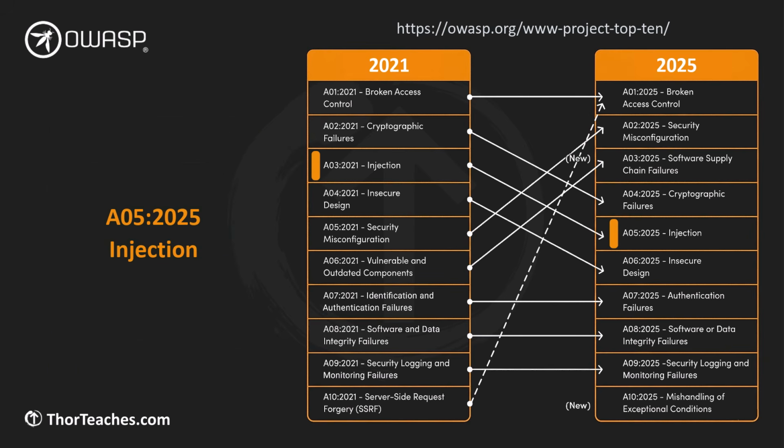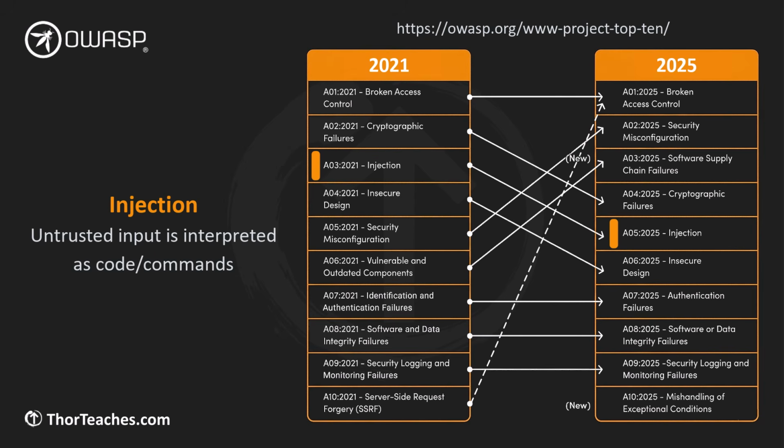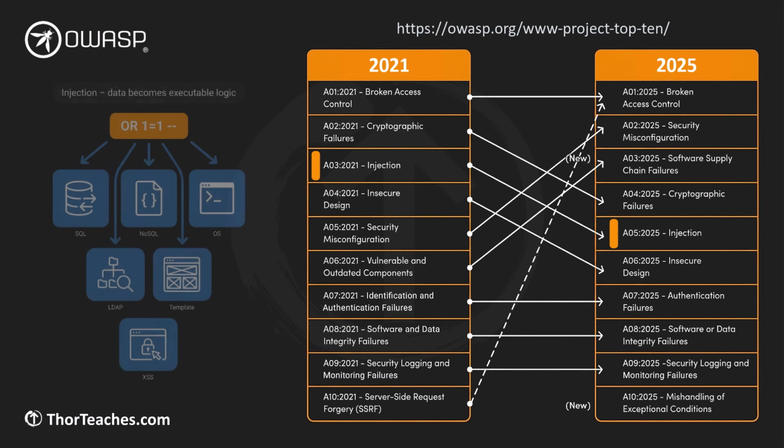Then we have A5, which is injection. It used to be higher, but it's still one of the most tested and most dangerous classes of bugs. If you've ever heard about SQL injection or cross-site scripting, this is where they live. An injection problem shows up anytime untrusted input is mixed with commands or queries in a way that lets the attacker control what gets executed. That can be SQL, NoSQL, OS commands, LDAP, template languages, you name it. The pattern is always the same. Data ends up being treated as code.